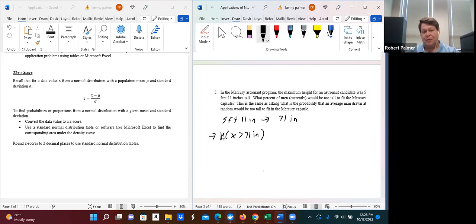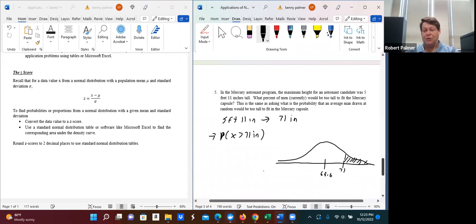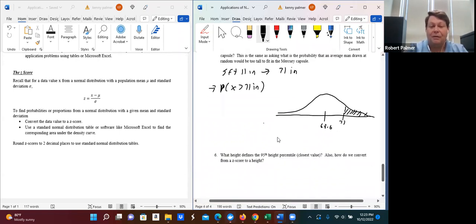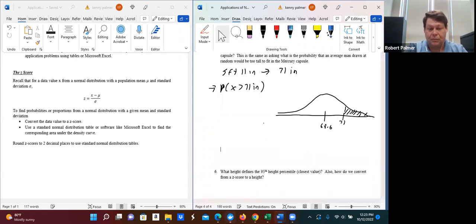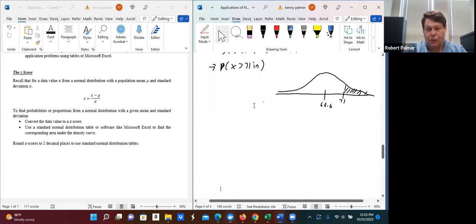Okay, so now I'll do exactly the same thing we've been doing. I'm just going to do the picture first, the regular picture. This is our normal distribution. This is our mean of 68.6. I'm talking men currently, not men from that era, but men currently. And then 71 is going to be over here. So we want to find this area to the right: the men who are taller than 71 inches, taller than 5 feet 11 inches tall.